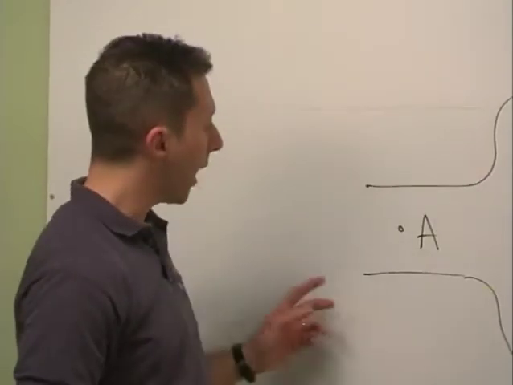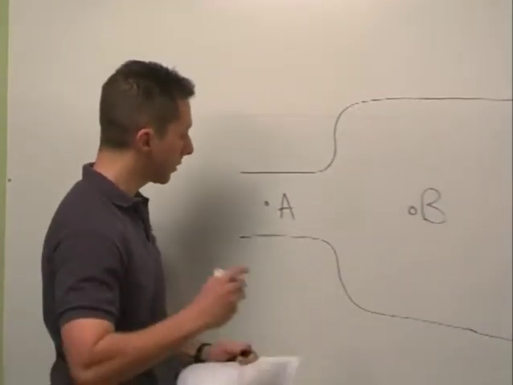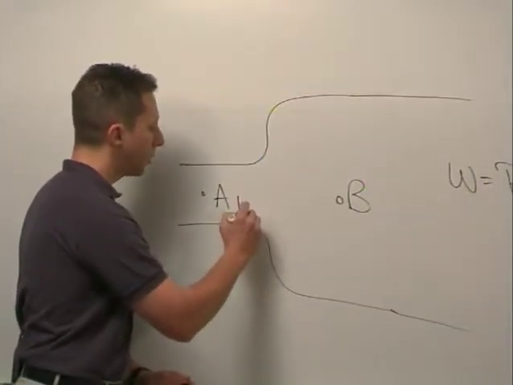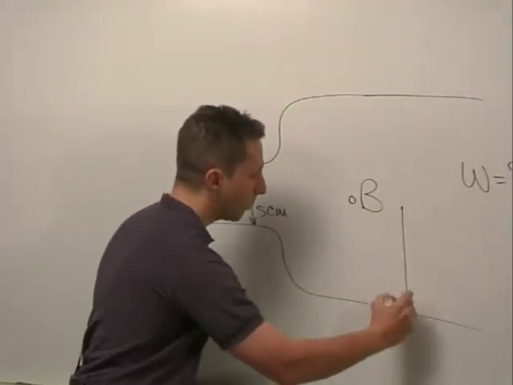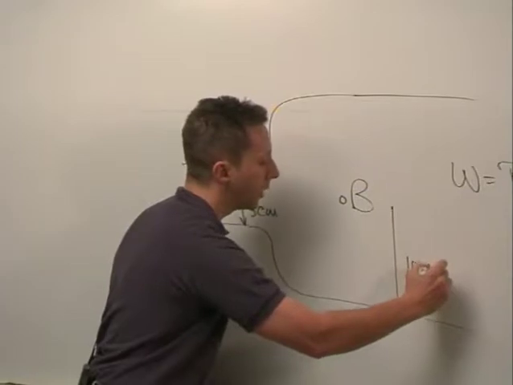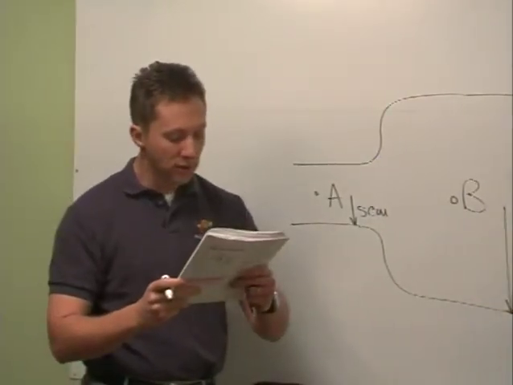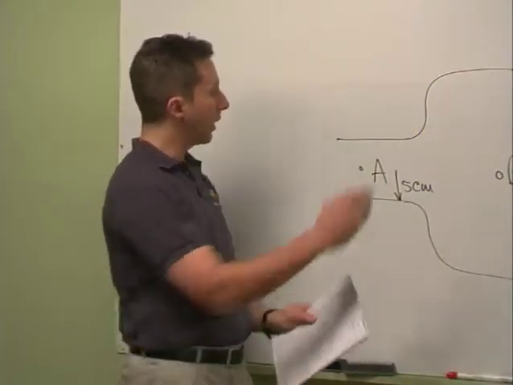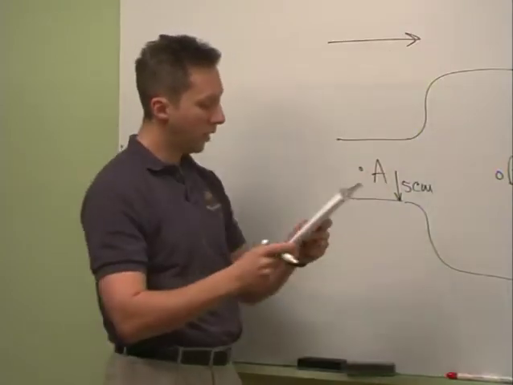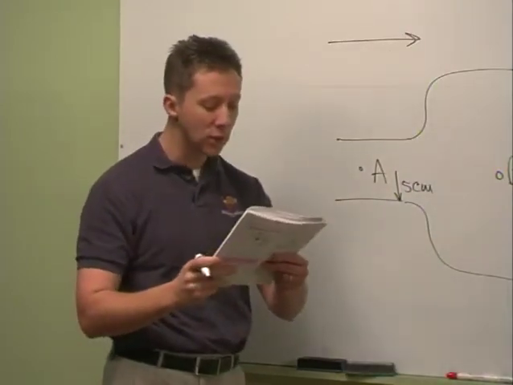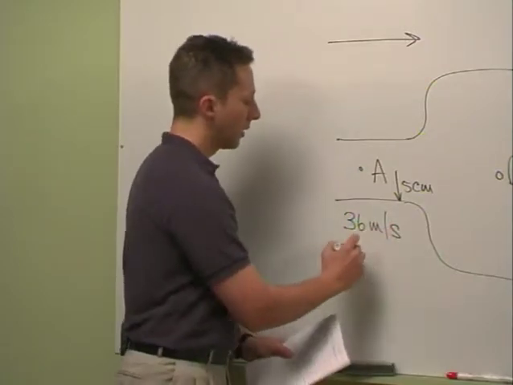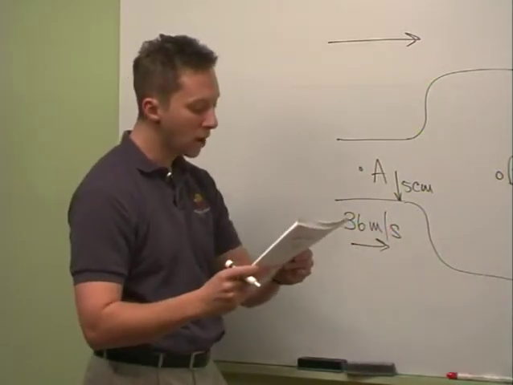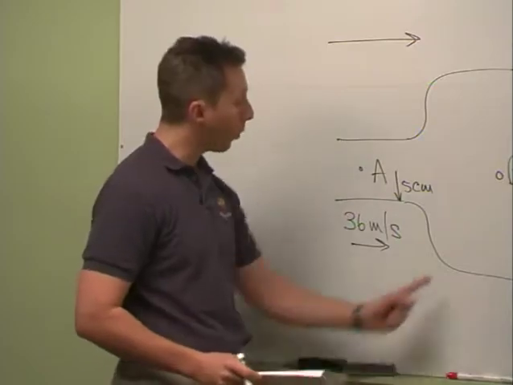The radius of the pipe at point A is 5 centimeters. So here's my pipe. I've drawn the image here. We've got a 5 centimeter radius here, and then we double the radius of the pipe when we go to area B. The question says, if the velocity of the fluid, and the fluid is flowing to the right, is 36 meters per second at point A, what is the velocity of the fluid at point B?